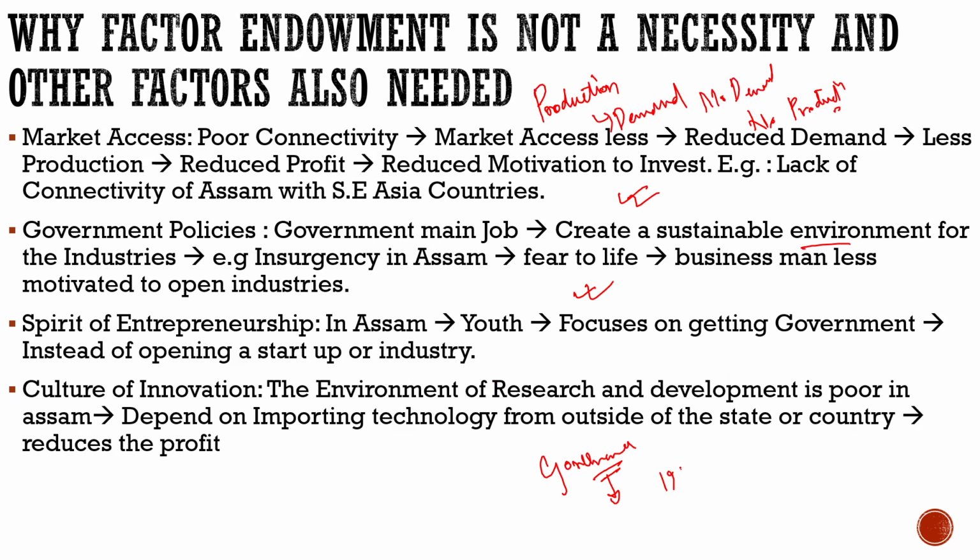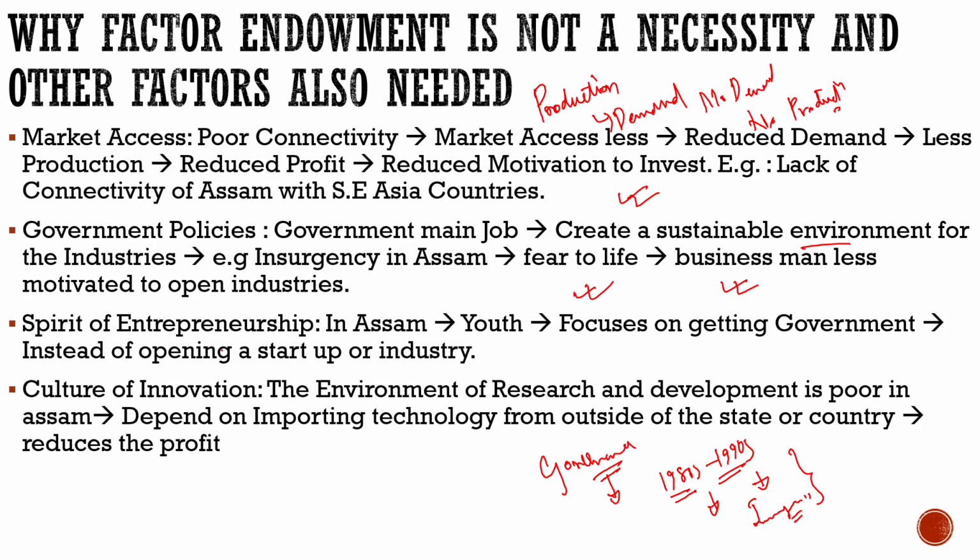Initially, during the 1980s and 1990s, why were businessmen very reluctant to come and develop an industry in Assam? The first reason is that during the 1980s and 1990s there was insurgency, and when there was insurgency, they feared for their lives. So businessmen ultimately became less motivated to open industries. Plus taxation was high. So in a way, government policies were also important in creating industries. Now government policies have changed, insurgency has gone down, isn't it?